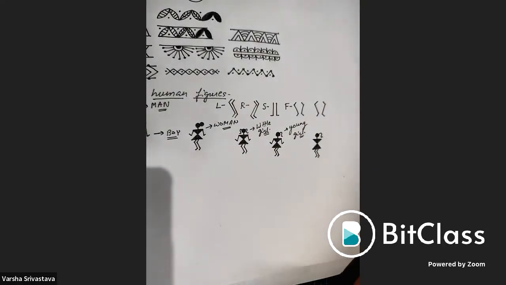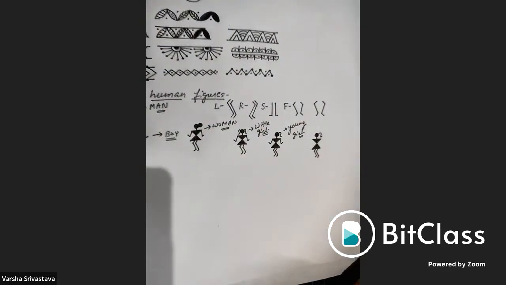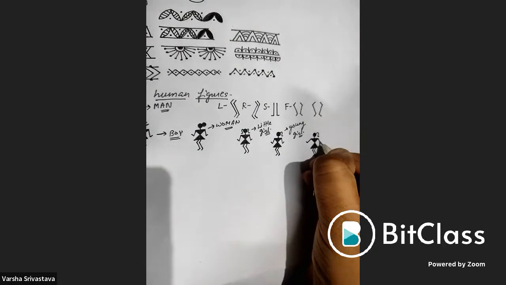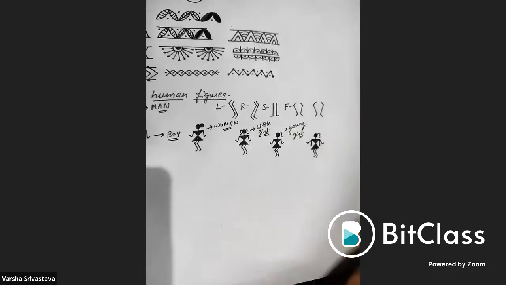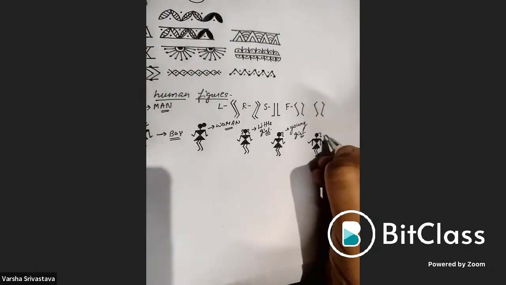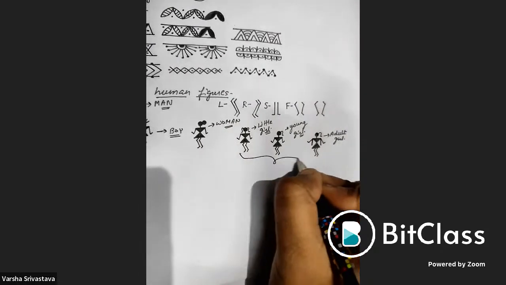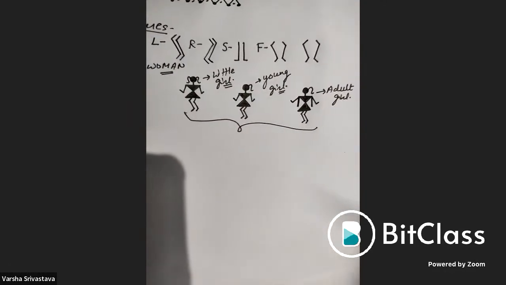And hands will be a bit far from the body. In all these figures, I have made the hands which are close to the body. In this, the hands will be a bit far from the body because I'm going to make the lines on both the sides to show that she's wearing a dupatta. So this is an adult girl. All the three phases. Little girl, young girl, and an adult girl.